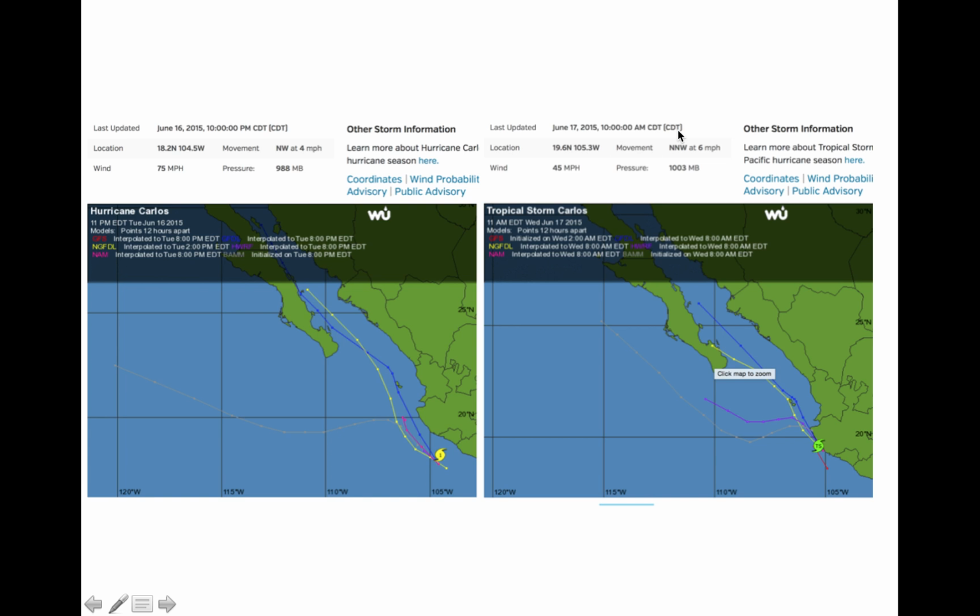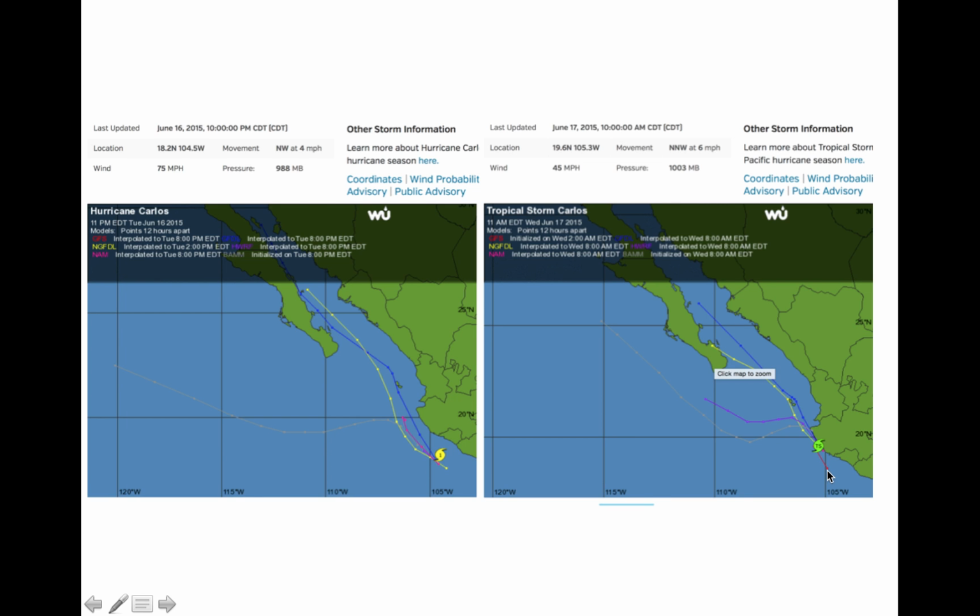The next picture was updated on June the 17th at 10 a.m. It shows that Carlos actually went on land, you see? Luckily, it wasn't a hurricane. It was a tropical storm because the wind went 40 miles per hour. The other computer models predicted that the hurricane was going towards the coast, but the position was still further away from the coast than the blue line. Right here, the red line predicts it's going to go back down, which is not true at all.